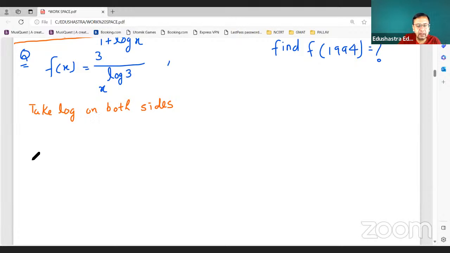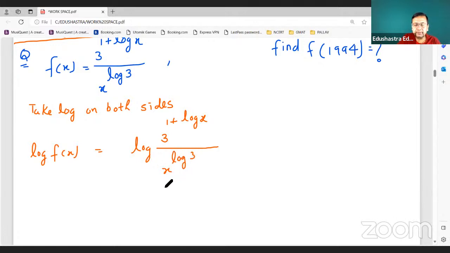So this is log f of x is equal to log 3 1 plus log x divided by x log p, right? This. So now the right side is what? Log a by b, right? As we have just done in the previous example. So a by b is what? Log a minus log b.